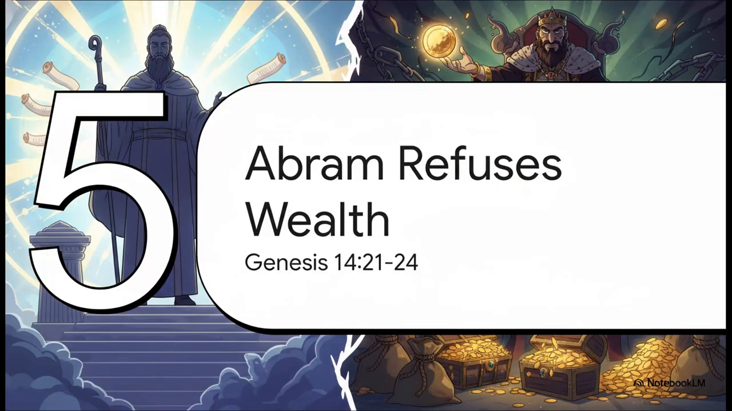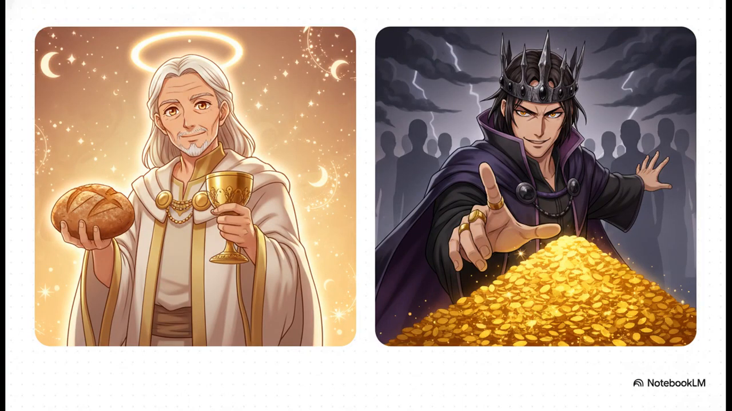Section 5. Abram refuses Sodom's wealth. This leads us right into verses 21 through 24, where Abram faces a much different interaction with the king of Sodom. Notice the stark contrast here. While Melchizedek praised God and offered blessings, the king of Sodom demands the people and offers Abram the looted wealth in return. Just think about the sheer audacity of the king of Sodom here.